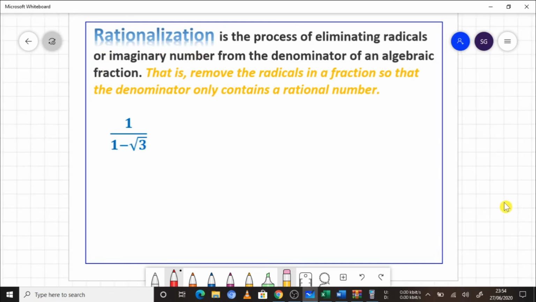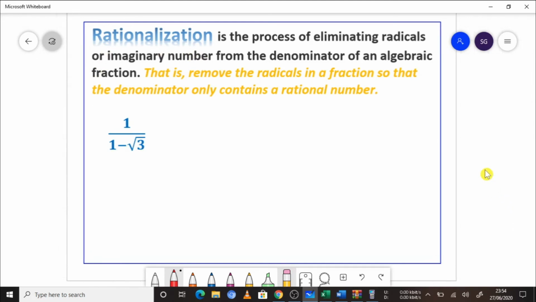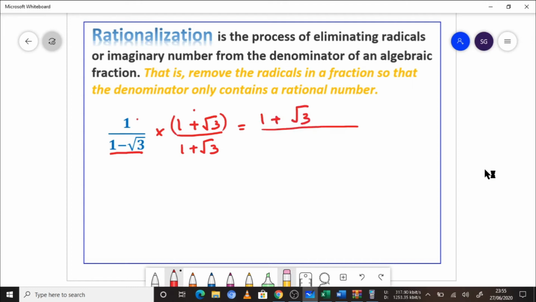Now, how do you do it? You find out the conjugate surd. So if this is the original surd, its conjugate surd will be simply 1 plus root of 3. This is obtained by changing the sign in the middle. 1 plus under root 3, and you multiply and divide by this 1 plus under root 3. Now when you simplify, this numerator 1 and this numerator multiply together and we have 1 plus under root 3 in the numerator, and then 1 minus under root 3 and 1 plus under root 3.